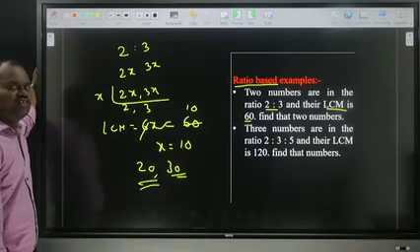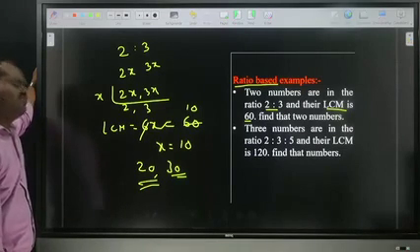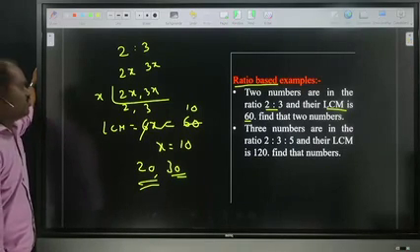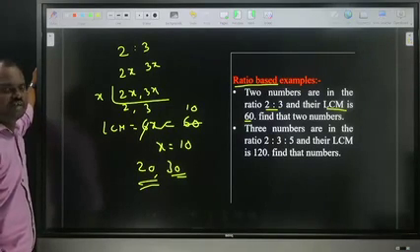We don't know the numbers. Let us assume 2x as well as 3x. For that, as per our assumption, the LCM is 6x. As per the problem it is 60. 6x equals 60, so x equals 10. That means 20 and 30 are the numbers.